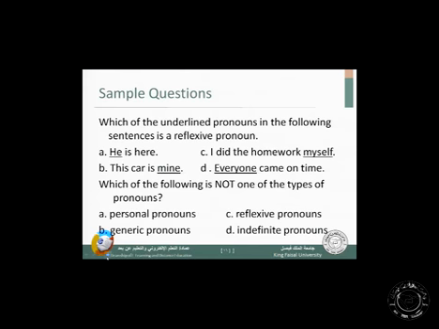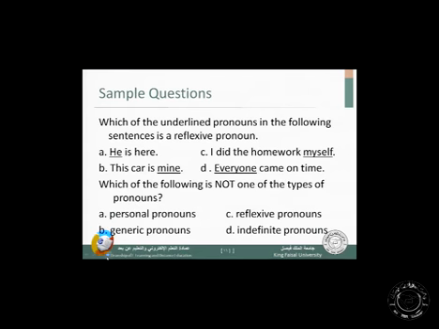Another question related to classifications: which of the following is not one of the types of pronouns? So we classified pronouns into 3 classes, and which of these classes is not one of them? So A, personal pronouns. Is this one of the types of pronouns? B, generic pronouns. Is it one of the types of pronouns? C, reflexive pronouns. D, indefinite pronouns. So it needs to be part of pronouns, and it needs to be part of the classification.